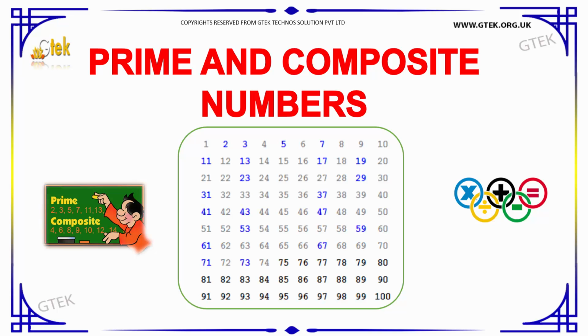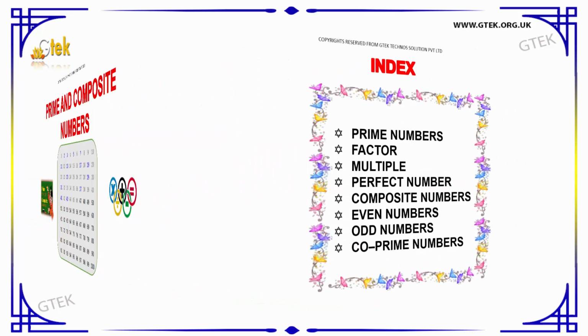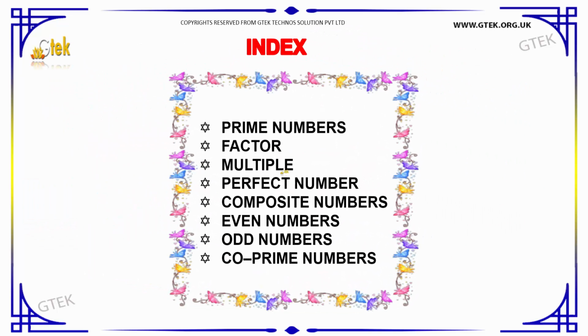We are going to discuss about prime and composite numbers. So these are the topics that we are going to discuss in this session. We are going to see about the prime numbers, followed by which we will be discussing about factor, multiple, perfect number, composite number, even numbers, odd numbers and co-prime numbers.